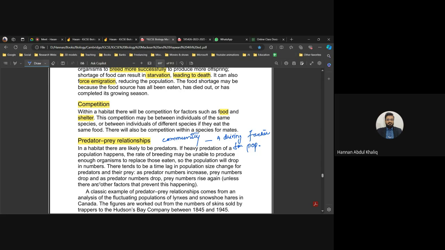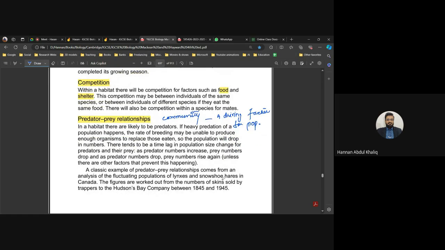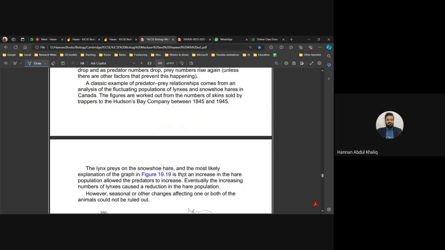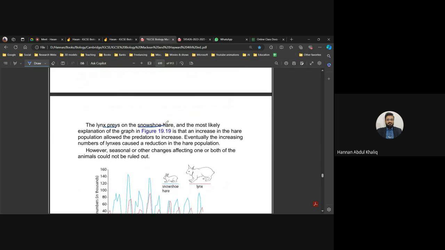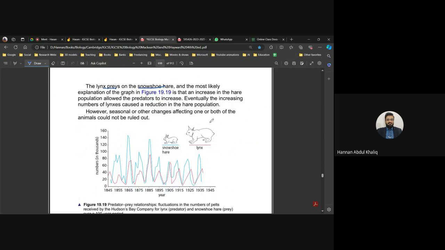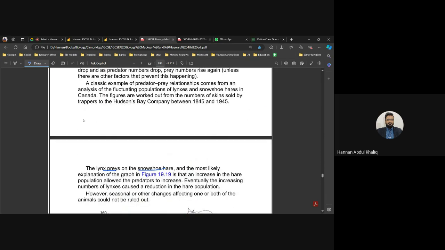Telling you about this, let's see. There is an example of the lynx and snowshoe hare. Now, let me tell you. Suppose you have a community, in which you have a population of hare and you have a population of lynx. It is obvious that the populations mix up to make a community.